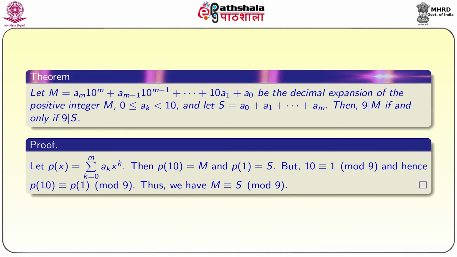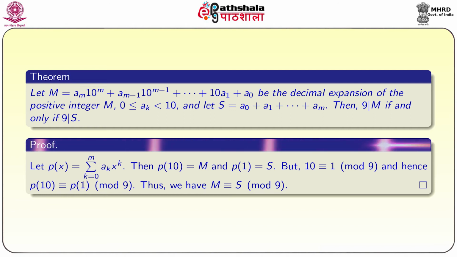So, we will prove the first property or important application in divisibility. Let m equal to a_m 10 power m plus a_(m-1) 10 power m minus 1 and so on plus a_1 10 plus a_0 be a decimal expansion of the positive integer m, with 0 less than or equal to a_k less than 10, and let s equal to a_0 plus a_1 plus and so on plus a_m. Then 9 divides m if and only if 9 divides s. What it says is a number is divisible by 9 if and only if the sum of the digits is divisible by 9.